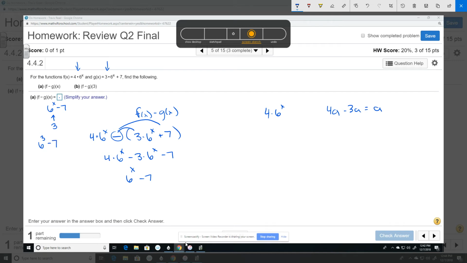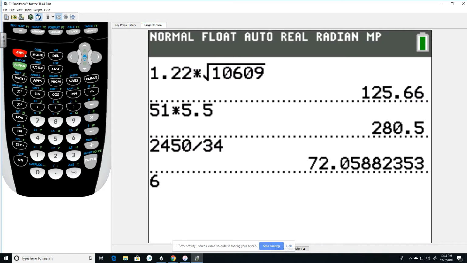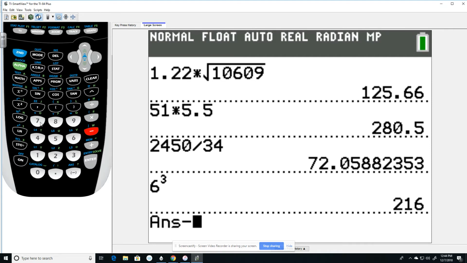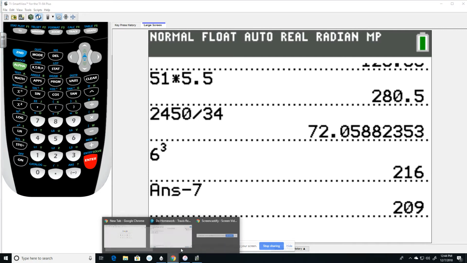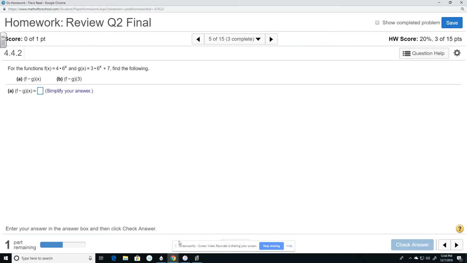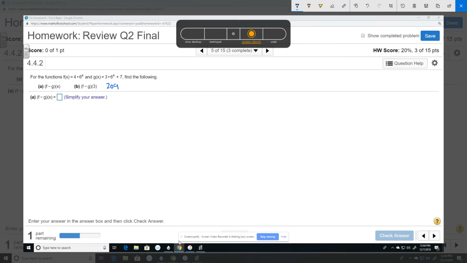So 6 to the third is 6 times 6 times 6. And then we're going to minus 7. So let's go to our home window. 6 raised to the third is 216. And if I minus 7, my answer comes out to 209. So my answer for f minus g of 3 would just be 209. So I would have 6 to the x minus 7 as part A, and part B would just be 209.